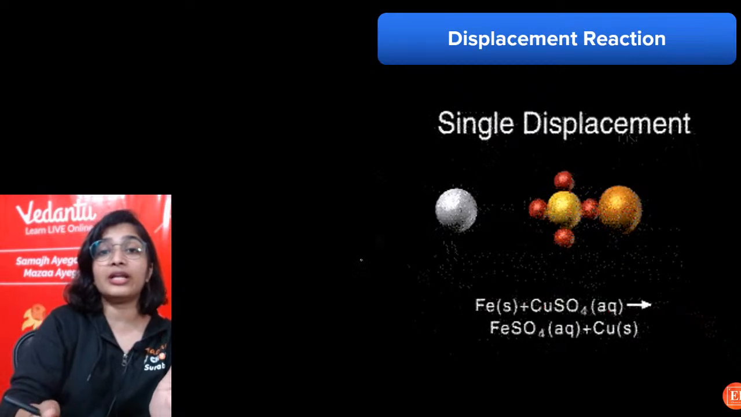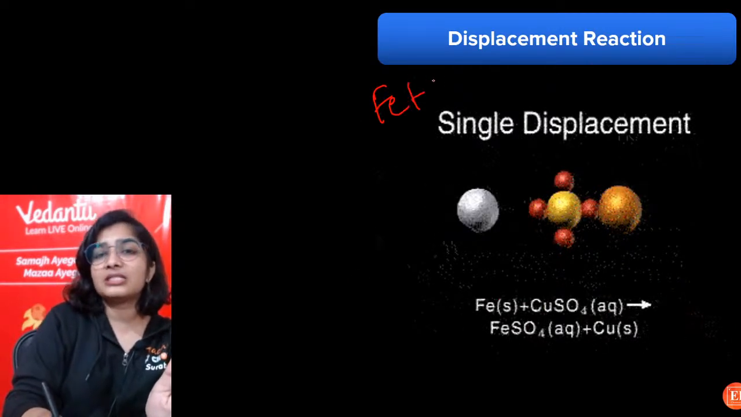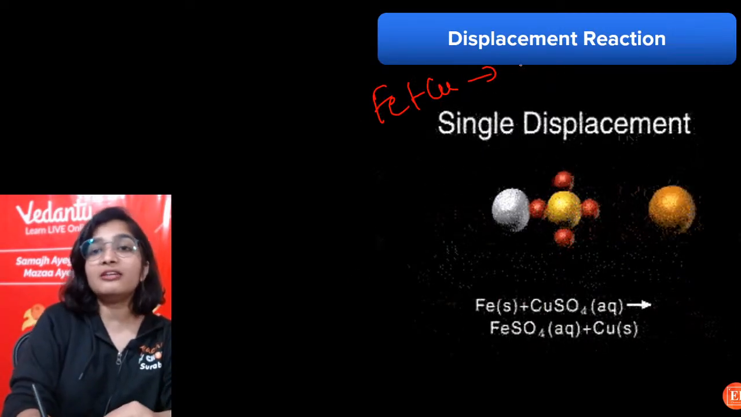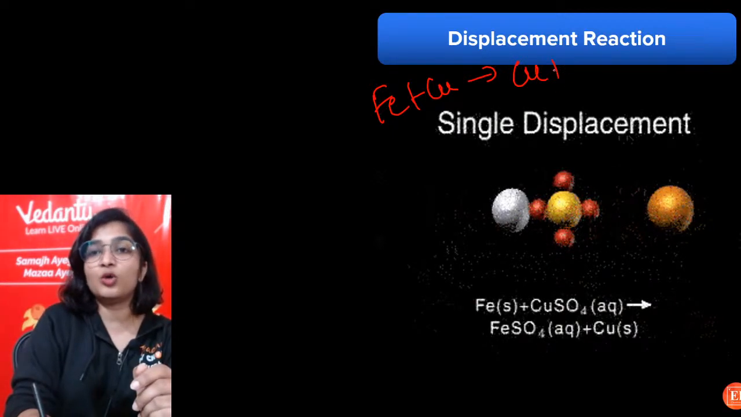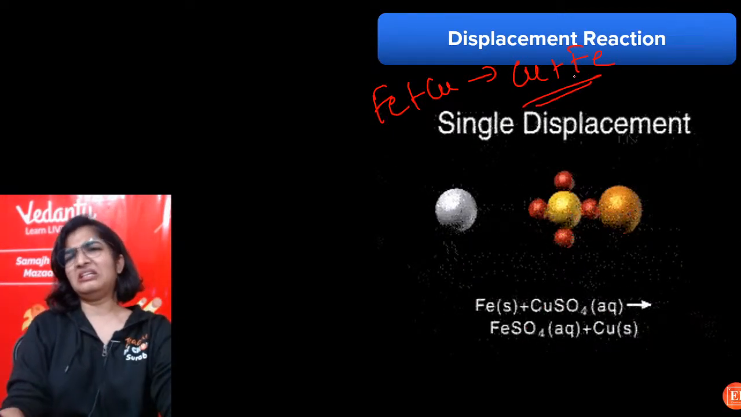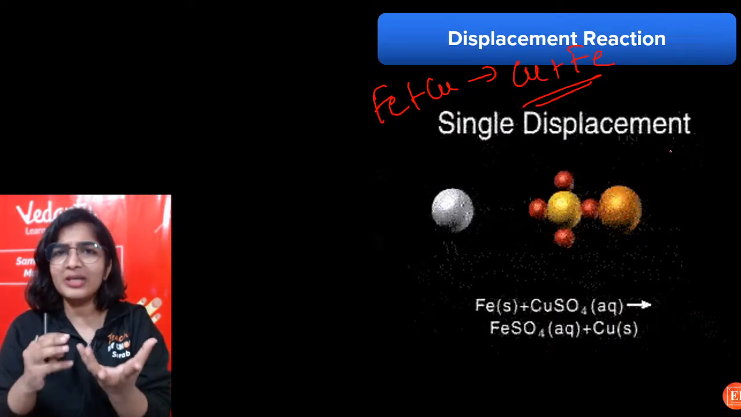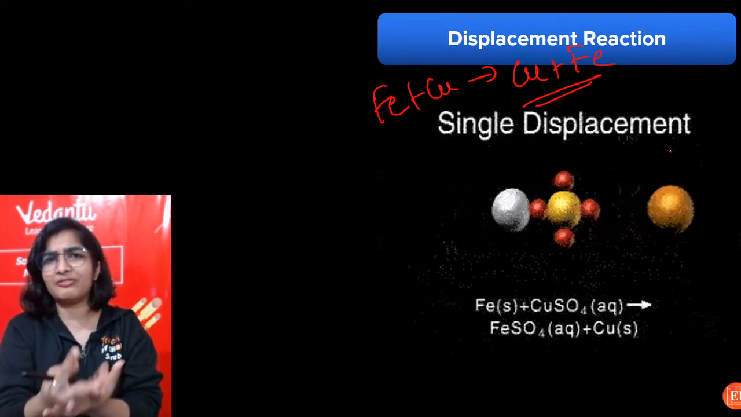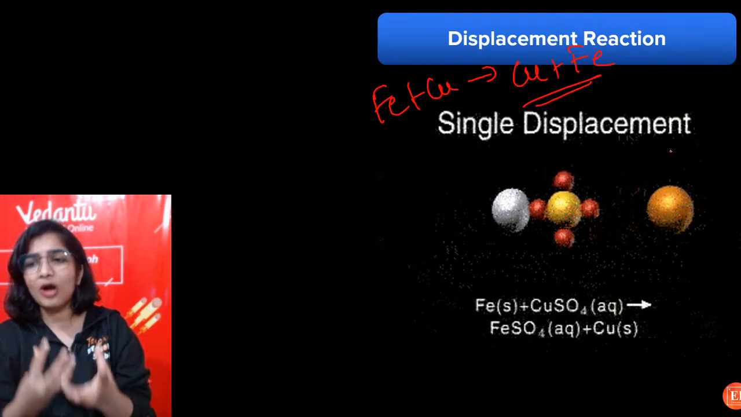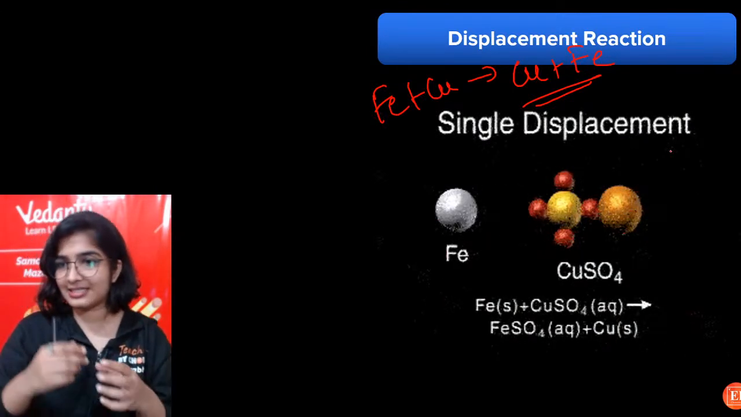Please don't write it as Fe plus Cu, because Fe is more reactive, so it displaces and you will get Cu plus Fe. What does that mean? It should always be that it can only displace from its solution, from a salt solution or a compound.